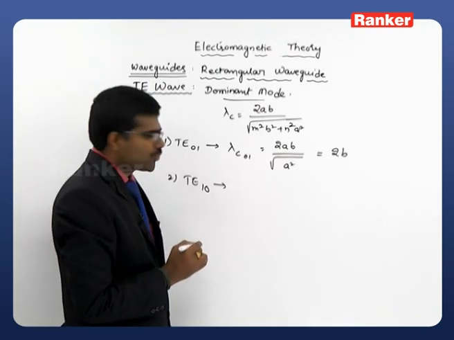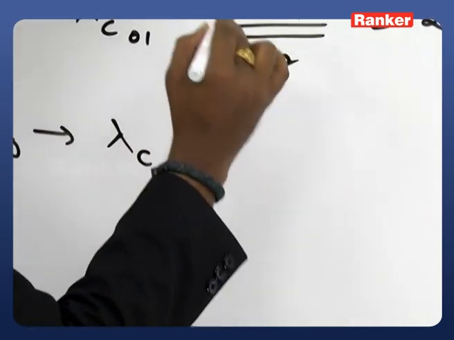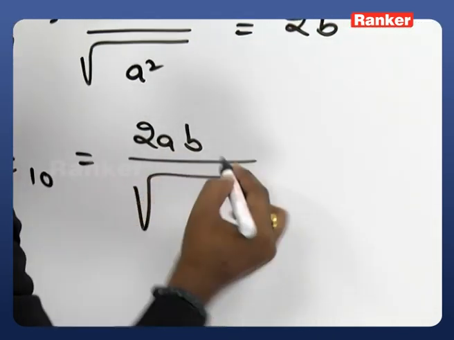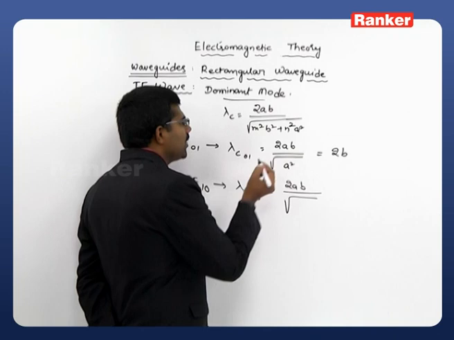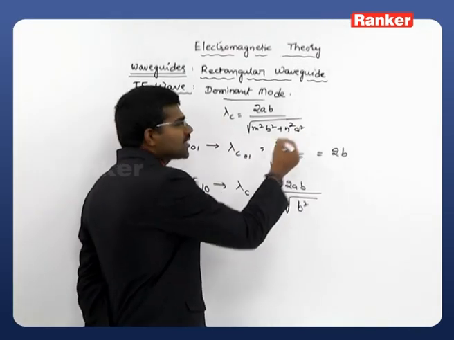Just I will examine this one. Then lambda cutoff for 10 is equal to the same equation, 2ab by the square root of, here m is equal to 1, n is equal to 0. m equal to 1 corresponds to b square which will exist for us, and this term will vanish.